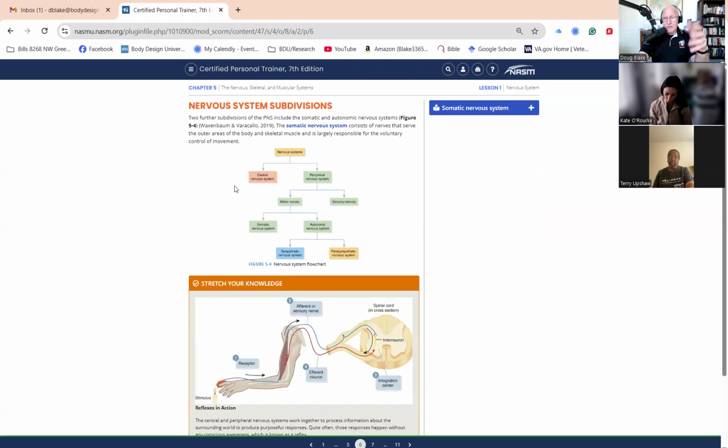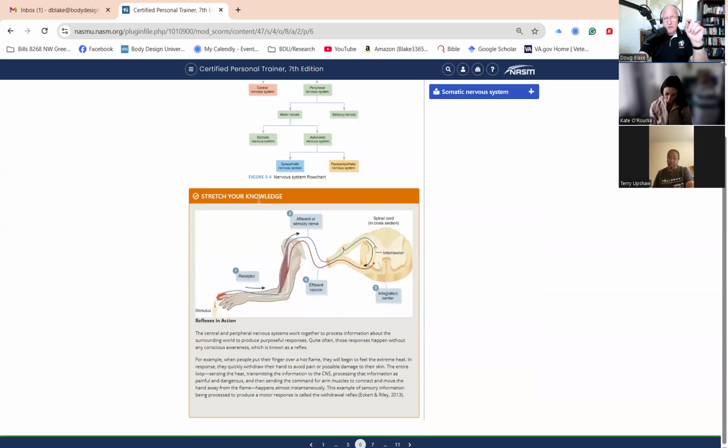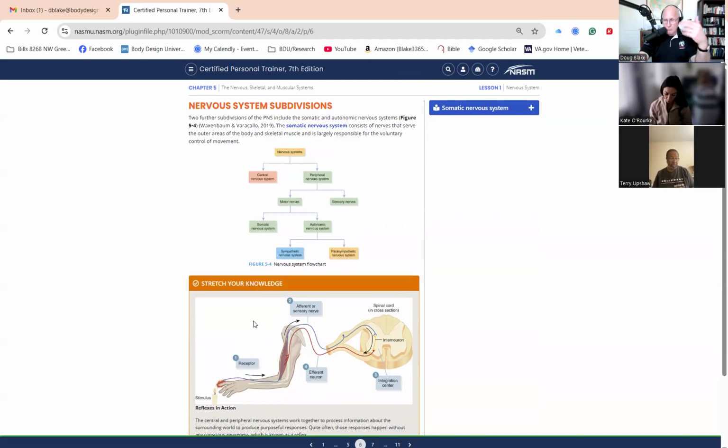Again, anytime you see a helpful hint box or a stretch your knowledge box, go ahead and read it. Okay. NASM did that for a reason. They actually want you to understand a little bit more about whatever it is they're discussing. So they're basically letting you know there are different subdivisions. There is the somatic nervous system. You see how we did it? We said there was a central, CNS, and the peripheral nervous system. But we can also subdivide the nervous system into the somatic, which you'll see on this page. So nerves that serve the outer areas of the body and skeletal muscles.